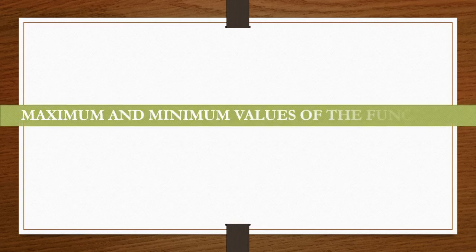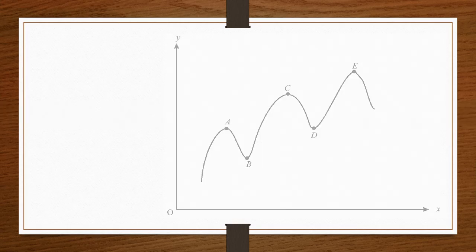Today we will be discussing the next topic, that is maximum and minimum values of the function. Any function, no matter what it is, is sure to have a value which is the maximum and a value which is the minimum. That can be clarified more with the diagram I am showing you here. As you can see, A, C, E are all the maximum values of each trend, while B and D are the minimum values.